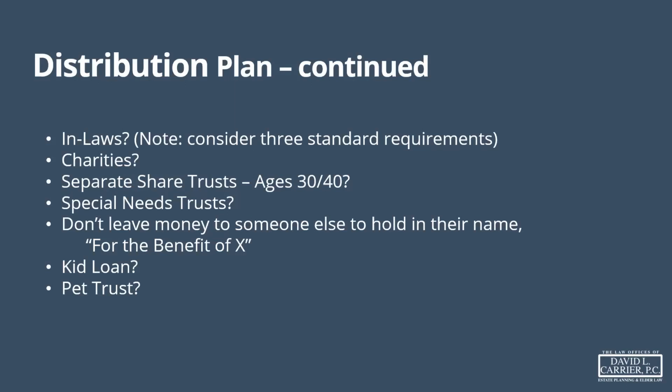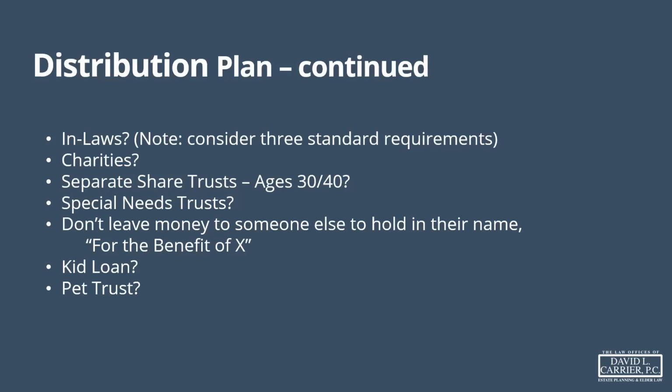It could be a special needs trust if Becky can't manage the funds, or maybe it's a separate share trust, and when Becky's 40, she can manage the funds. So as a general rule, don't leave money in someone else's name and say it's the discretion of Sam, he's going to spend it how he sees fit for Becky's benefit. You can't guarantee that Sam's going to be around, and if Sam's not there, who's going to do it? Well, that's the perfect situation where you use some type of separate share trust or special needs trust. Other things we draft in a distribution plan is a kid loan.